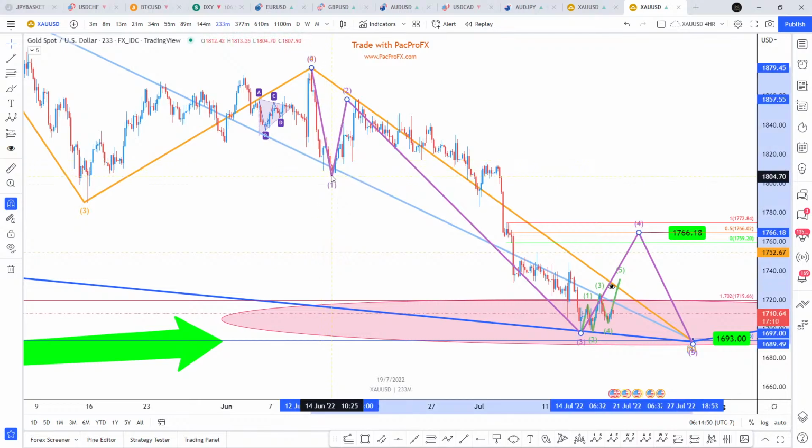The gold has been pulling back pretty good, so I expect another pullback here.